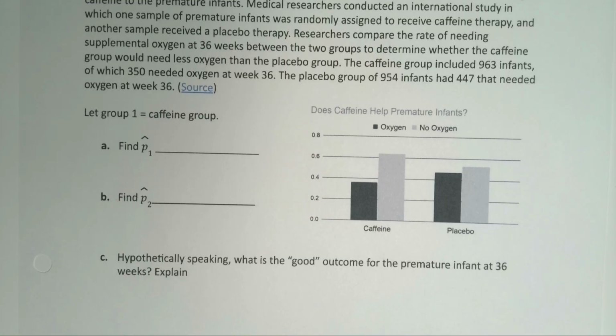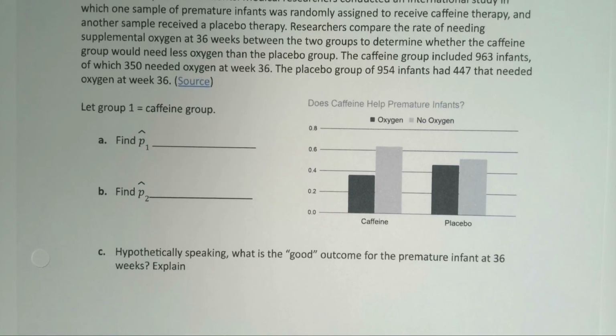All right, so the caffeine group includes 963 infants, of which 350 needed oxygen at week 36, and the placebo group of 954 infants had 447 that needed oxygen at week 36. Well, that's a lot of information, but this is the kind of stuff that can show you where our statistics can get really applied to real life data and real life studies. And yes, this is a real life study.